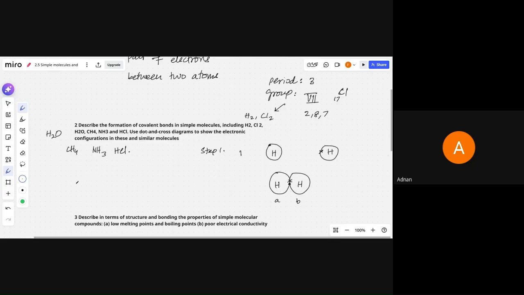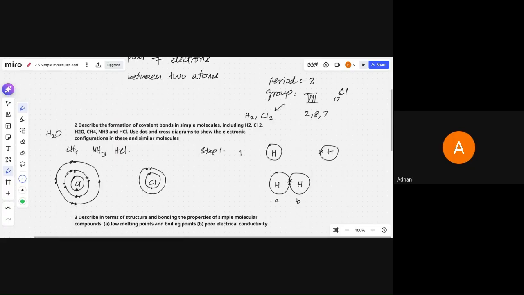So now let me draw the structure. Chlorine: 2 electrons in the first shell, and now 1, 2, 3, 4, 5, 6, 7, 8, 8 electrons in the second, and 7 electrons in the third: 1, 2, 3, 4, 5, 6, and 7. So this is the first step. This is how you draw the two atoms that will make a bond. And this is the first shell with 2 electrons.